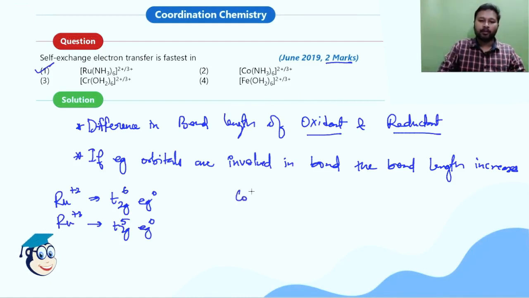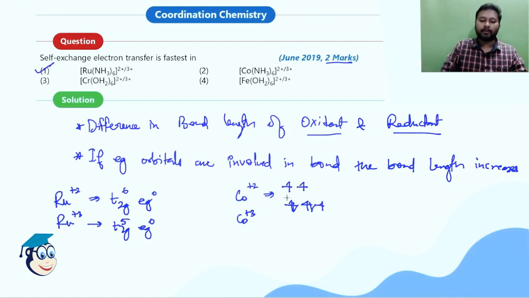If you go for cobalt, cobalt is in +2 state and cobalt is in +3 state. Cobalt in +2 state with NH3 will form a high spin complex, right? So how will you draw a high spin complex? It will be something like this: 1, 2, 3, 4, 5, d7, right? 6 and 7. Now you can see electrons are there in the Eg orbital.